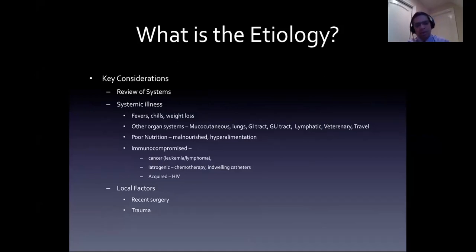Also, I ask about systemic illnesses currently or ongoing, fevers, chills, weight loss. And I also talked about the organ system involvement. Immunocompromised state: are they being treated currently for cancer? Or have they had exposure to HIV or high-risk behavior that might put them at risk for HIV? And do they look malnourished?